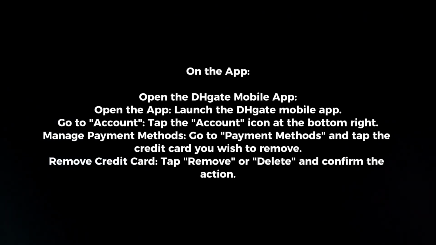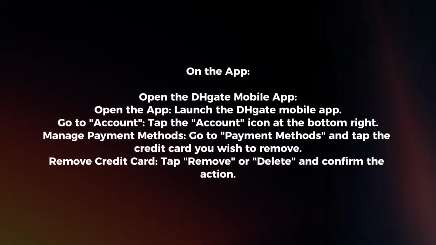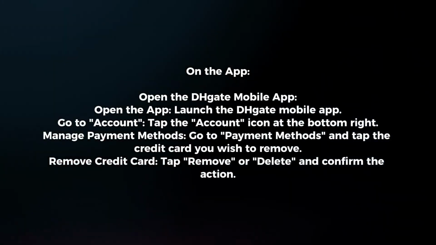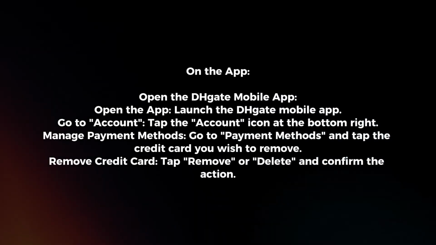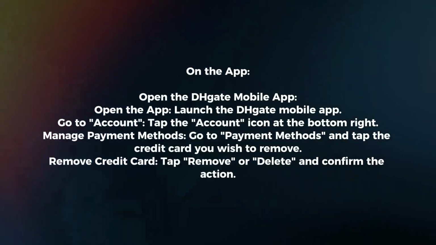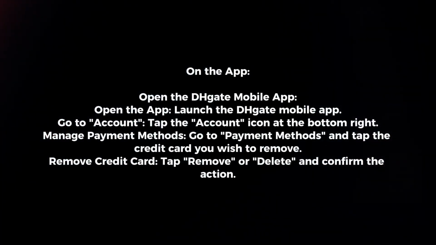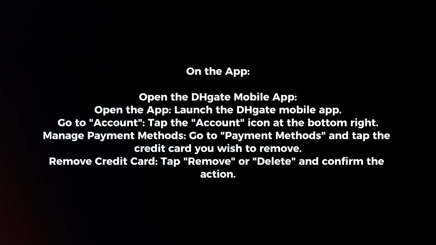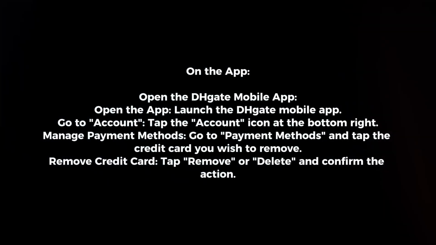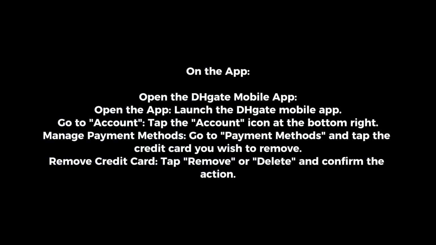Open the DHgate mobile app. Open the app. Launch the DHgate mobile app. Go to Account. Tap the account icon at the bottom right. Manage Payment Methods. Go to Payment Methods and tap the credit card you wish to remove. Remove credit card. Tap Remove or Delete and confirm the action.